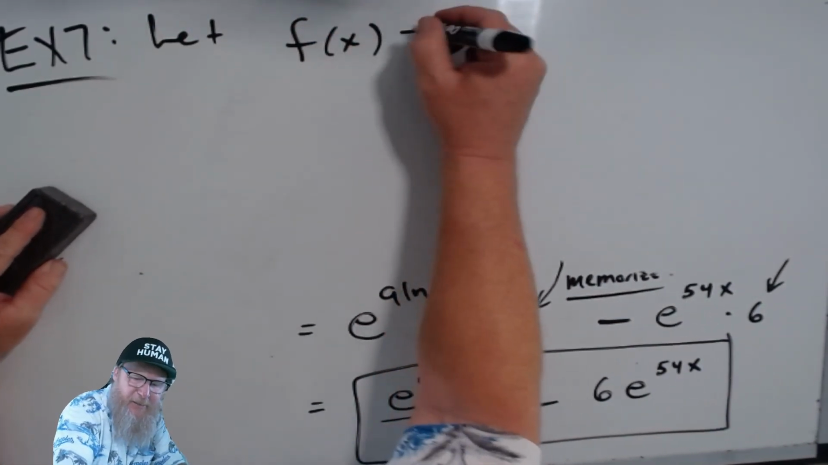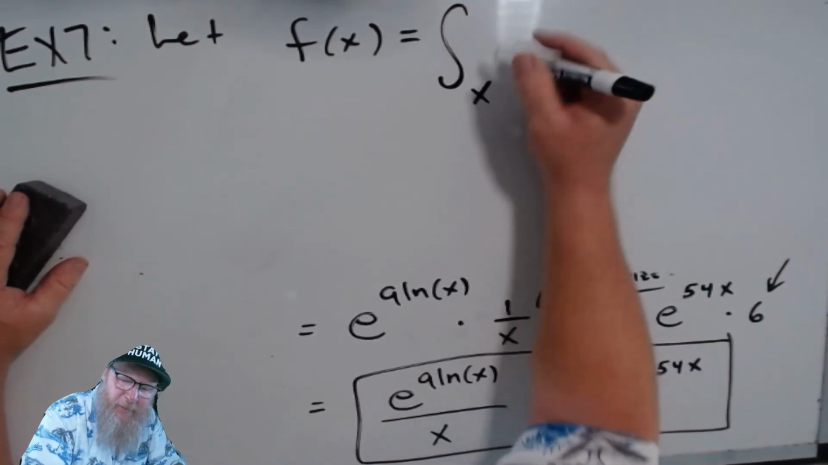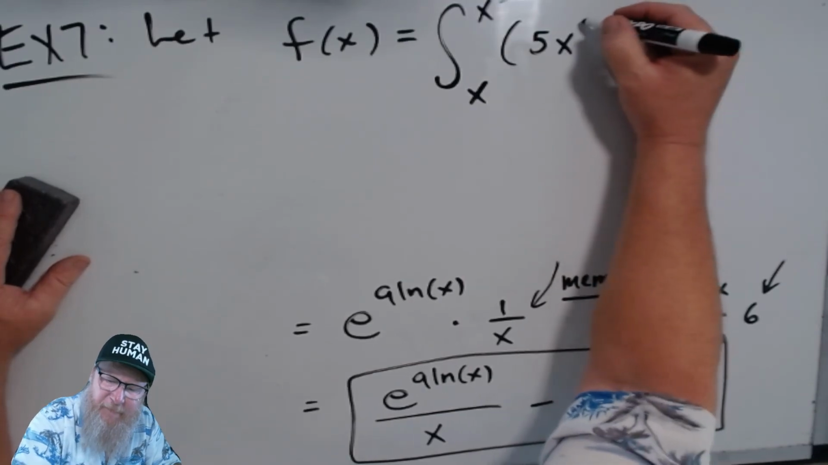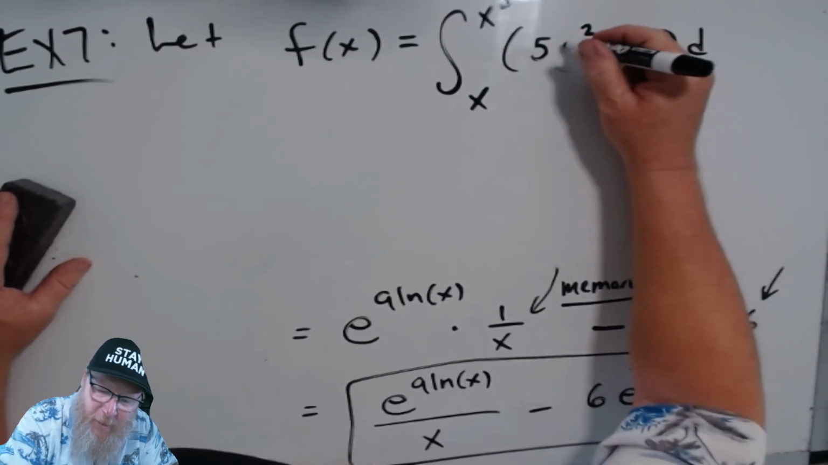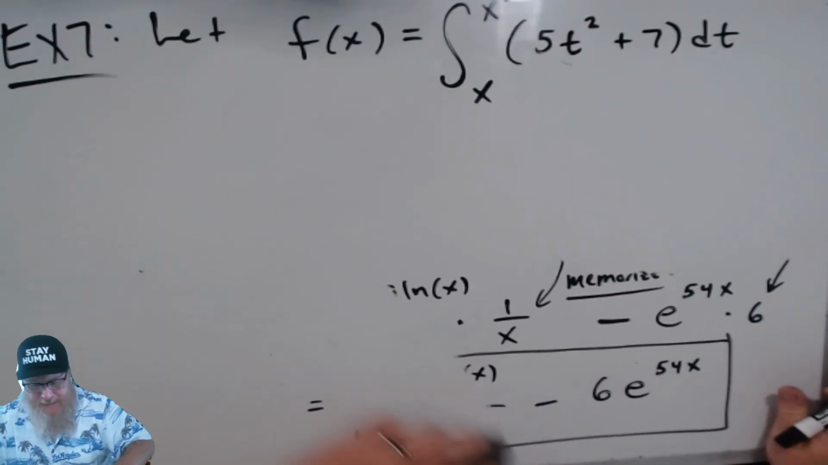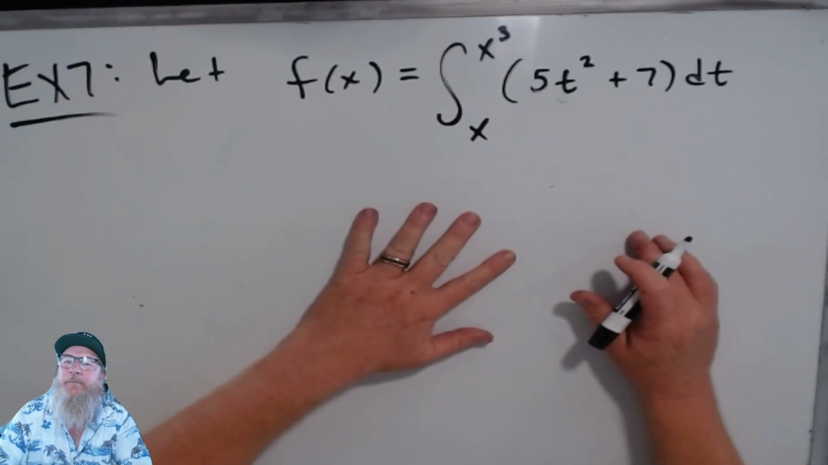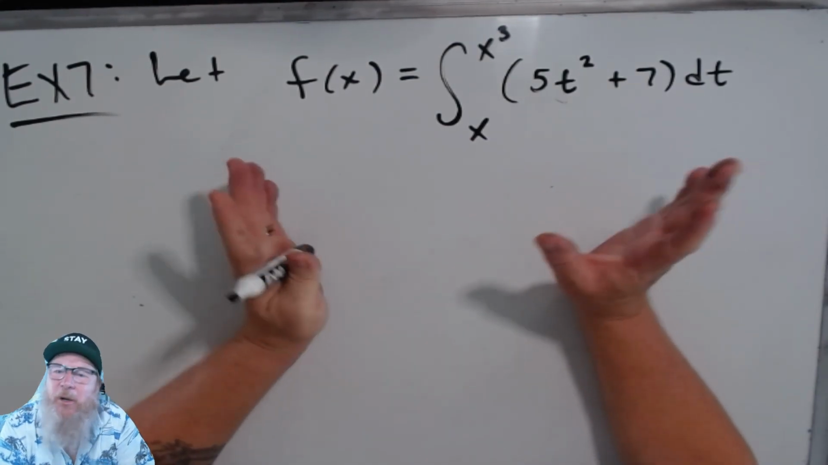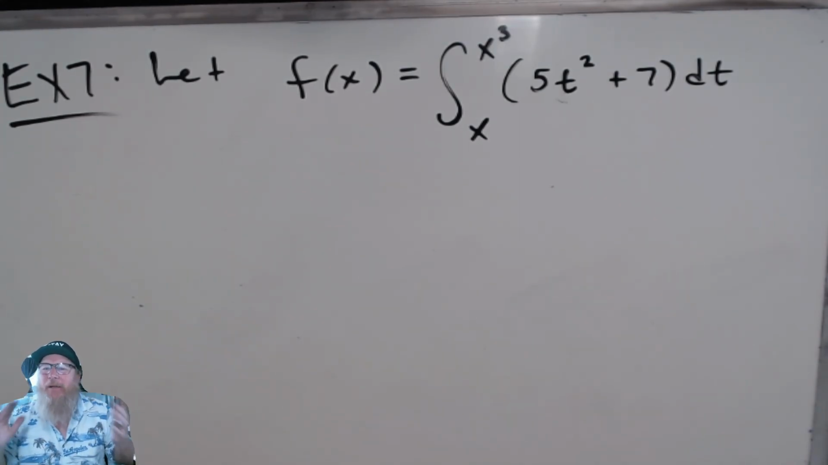And it's again using this alternate form. The integral from x to x cubed of 5t squared plus 7 dt. Now this is one that we actually could have done in part 2. Right? We could have done this. So because it's my last example, I'm going to go ahead and do the whole thing. All right. So watch.